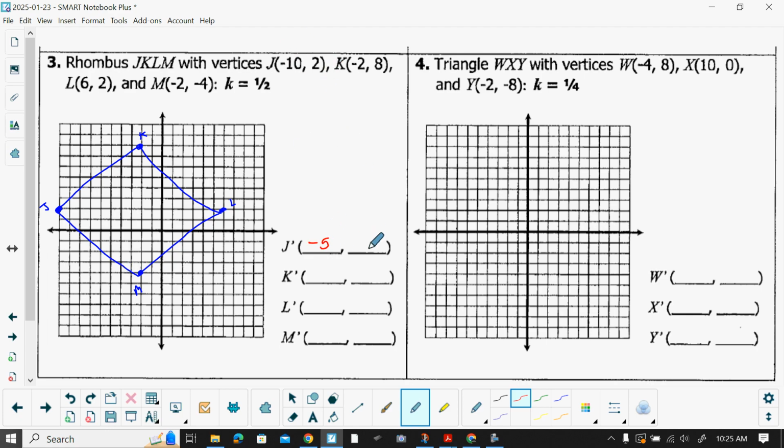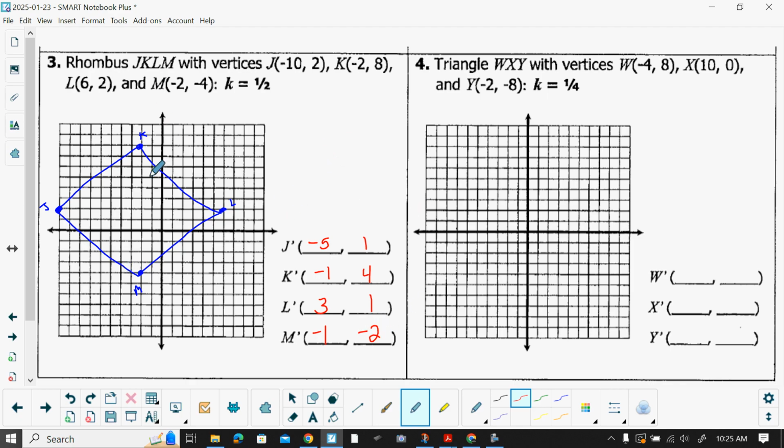2 times 1/2 is 1. Negative 2 times 1/2 is negative 1. 8 times 1/2 is 4. 6 times 1/2 is 3. 2 times 1/2 is 1. Negative 2 times 1/2 is negative 1. And negative 4 times 1/2 is negative 2. And then we'll plot our points.